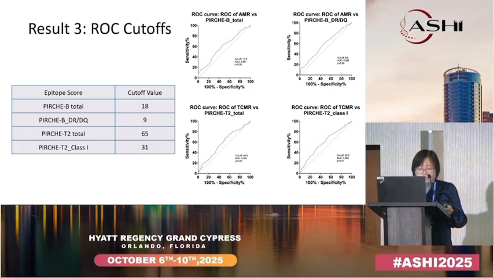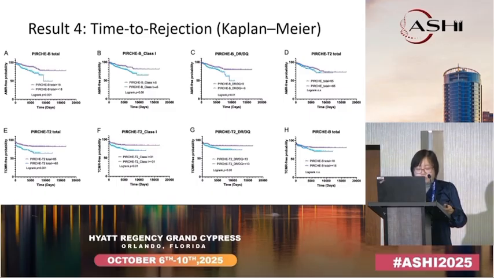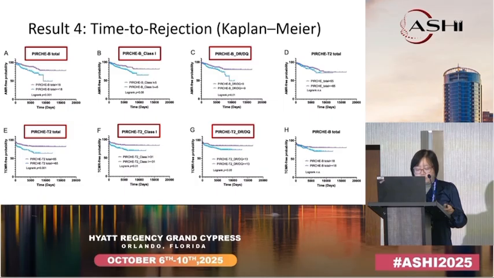The strongest predictors we have, as I mentioned here, are PIRCHE-B, PIRCHE-B DRDQ, PIRCHE-T2 total, and PIRCHE-T2 class 1. I also list the specific scores here. We applied those thresholds to the analysis and found that they clearly stratified patients into higher and lower rejection risk, as I showed here. Higher PIRCHE-B predicts earlier onset of antibody-mediated rejection, and higher PIRCHE-T2 predicts earlier onset of TCMR, T cell-mediated rejection. This confirmed that the thresholds actually reflect the timing of clinical rejection events.